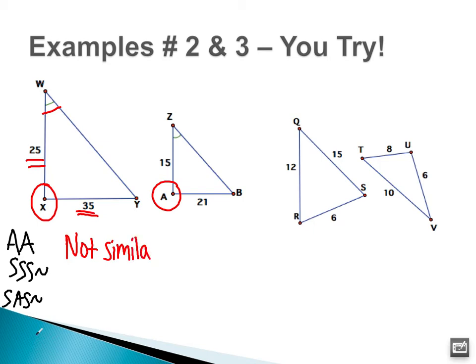It's possible that the triangles are similar, but we cannot prove that they are. Second example, we have 3 pairs of sides, so it looks like we might be using SSS. So let's check our proportions.